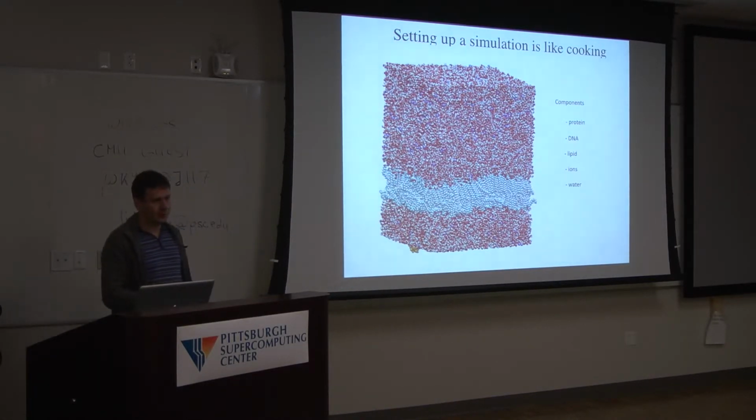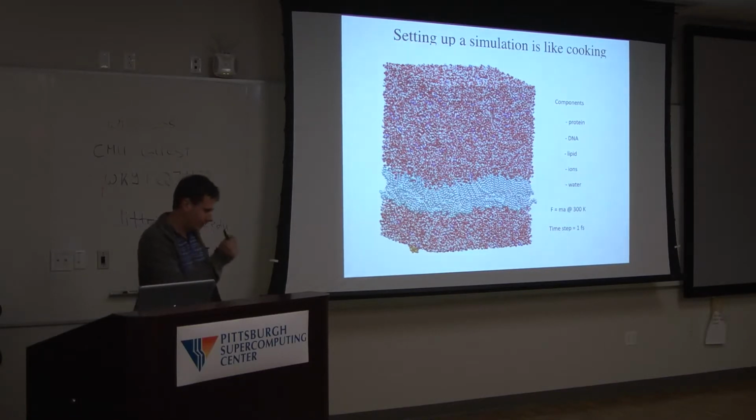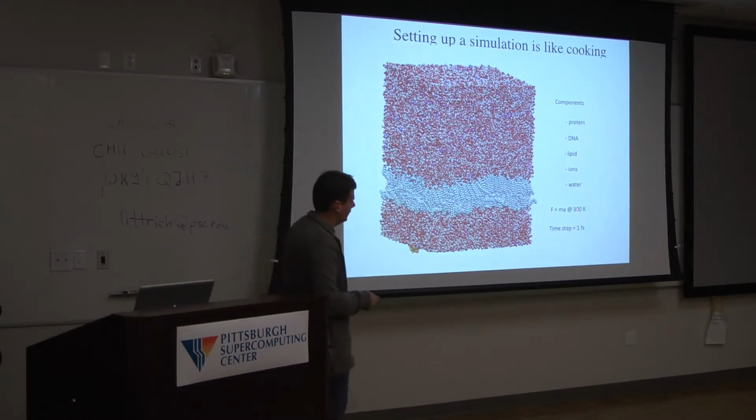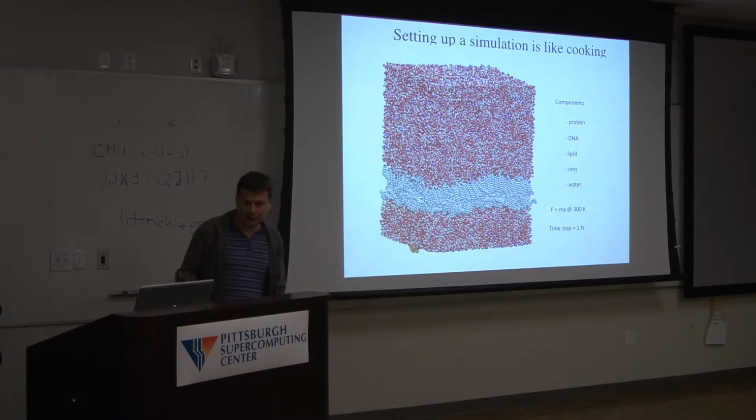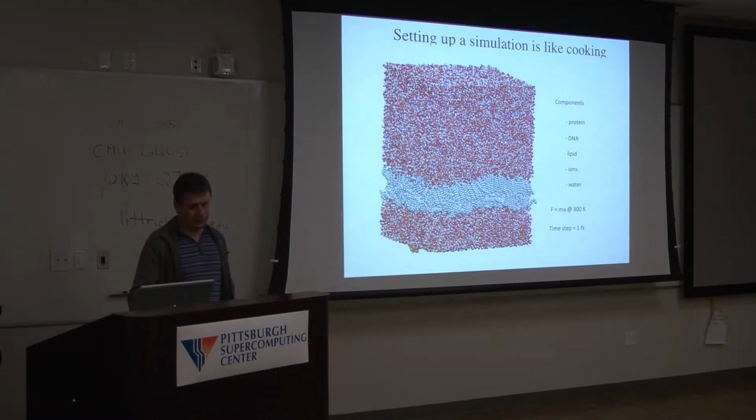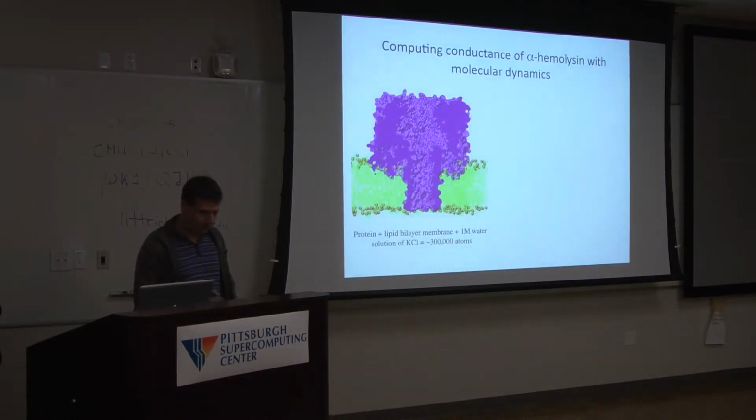So the next step is what? Turning the gas on, right? So you give a little kick to every atom, turn the temperature to 300 K, and F equals ma many times for every atom until it's done.